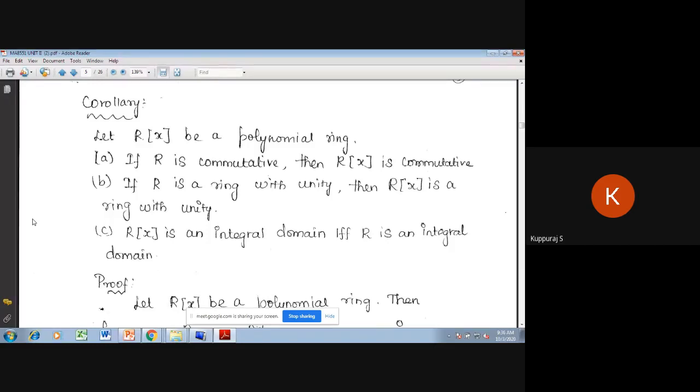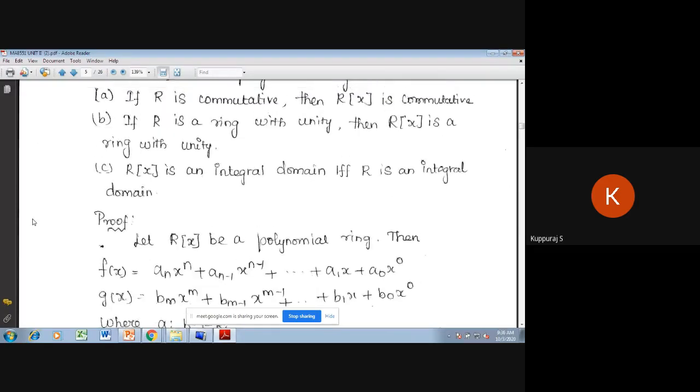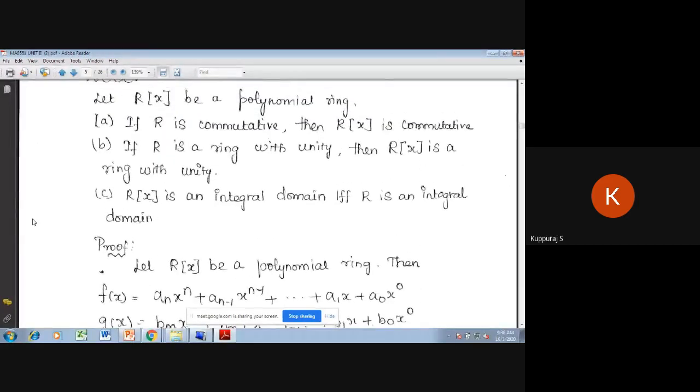Integral domain means no zero divisors, which means if a not equal 0 and b not equal 0, then its product ab is also not equal to 0. So the first one, then the proof of the corollary. First, we assume capital R is commutative. Then we have to prove the polynomial ring R of x will also be commutative.